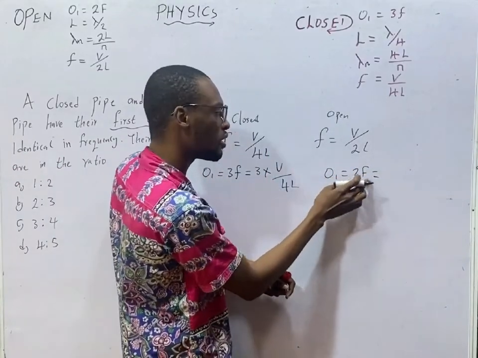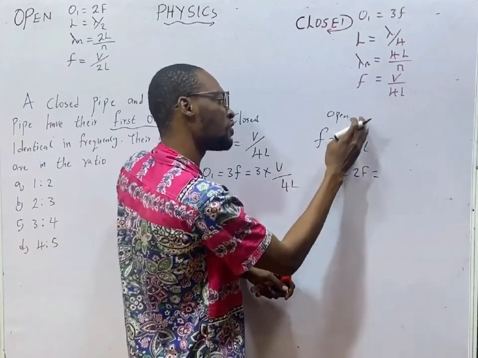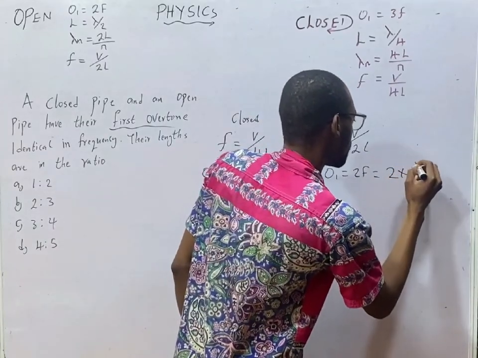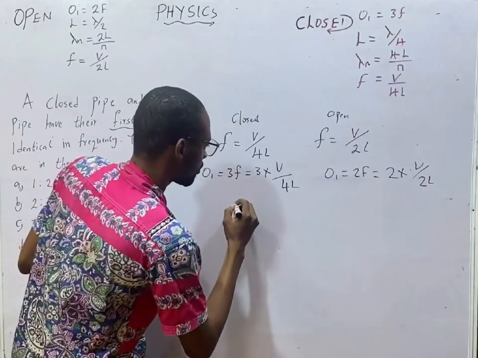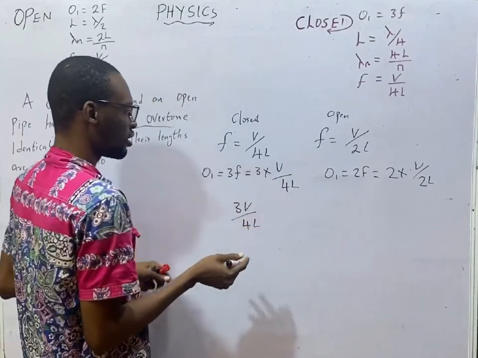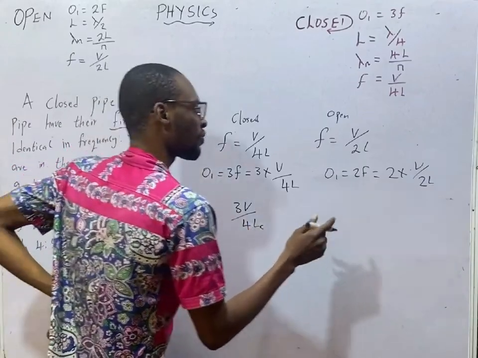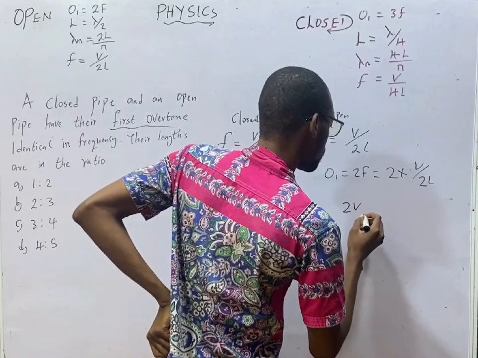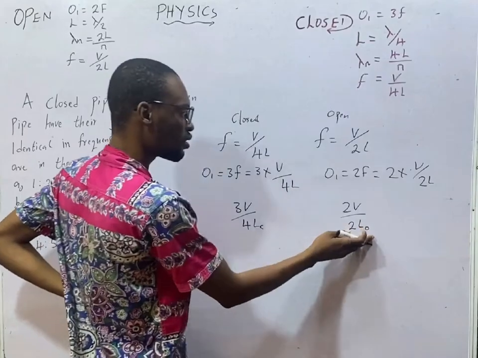That is 2F or F2, which is the same thing as 2 times F. Since F is also V over 2L, this will simply be 2 times V over 2L. So here becomes 3V over 4L. Now this length is the length of the closed pipe. Here is 2 times V, 2V over 2L. This is LO, length of open pipe.